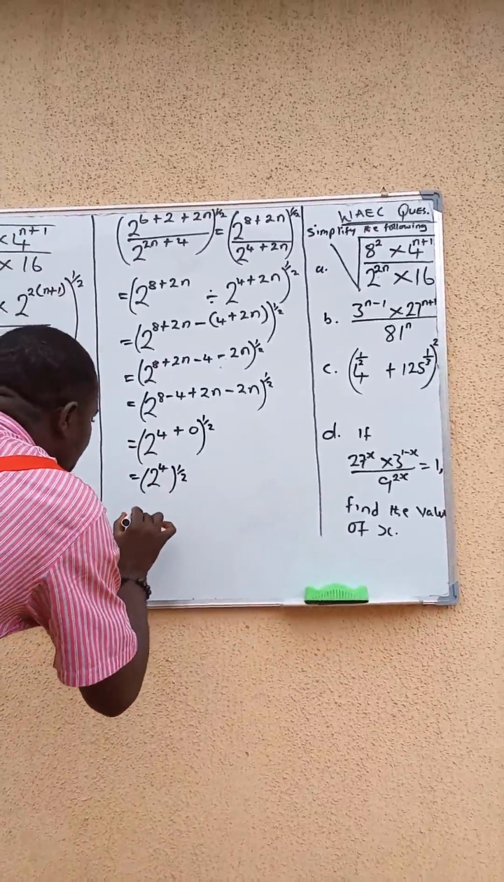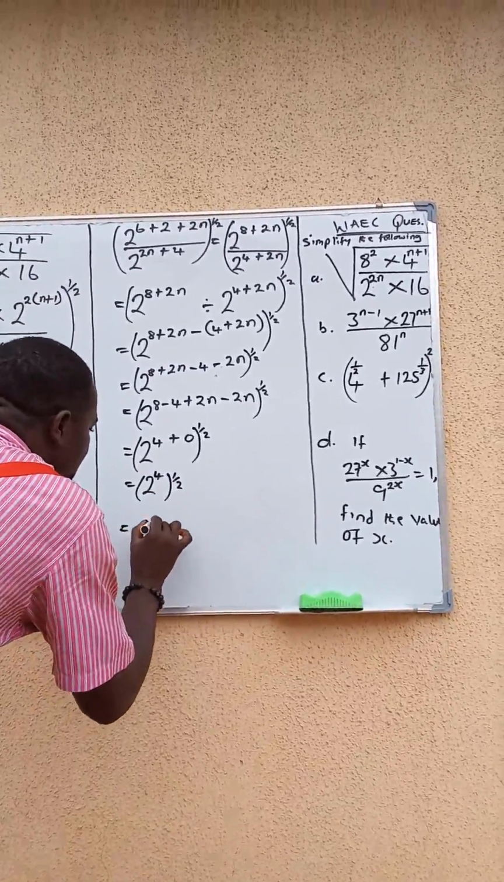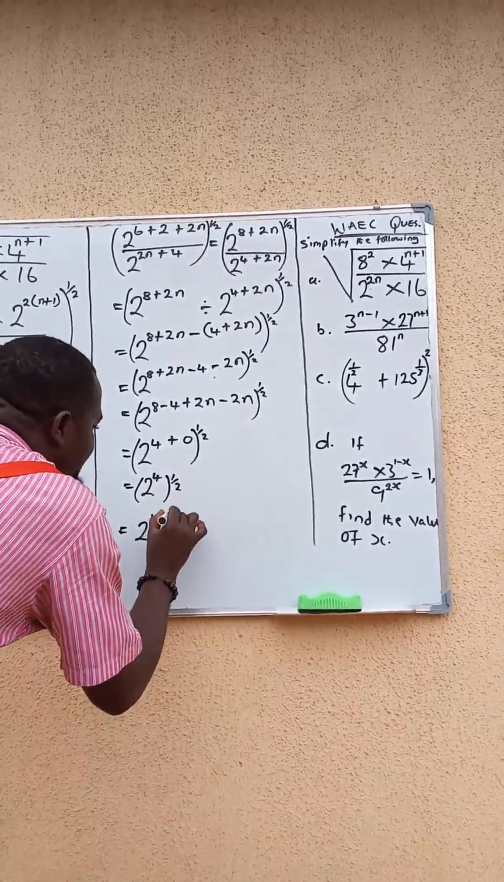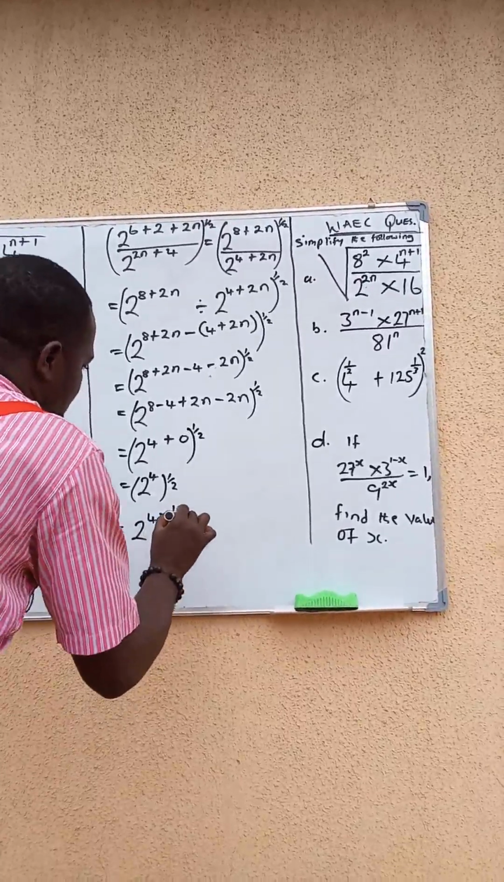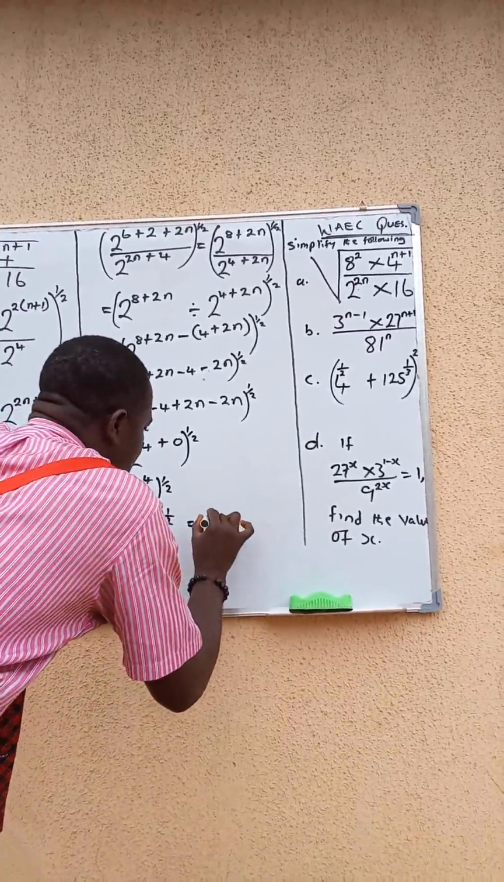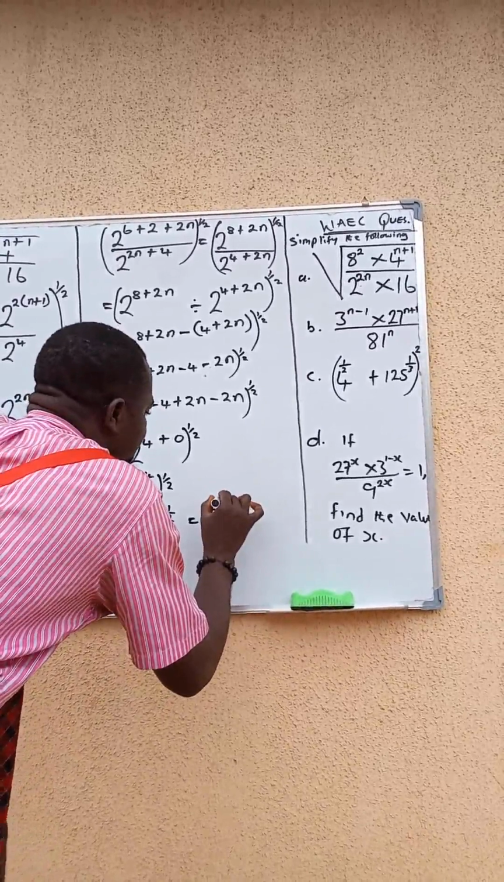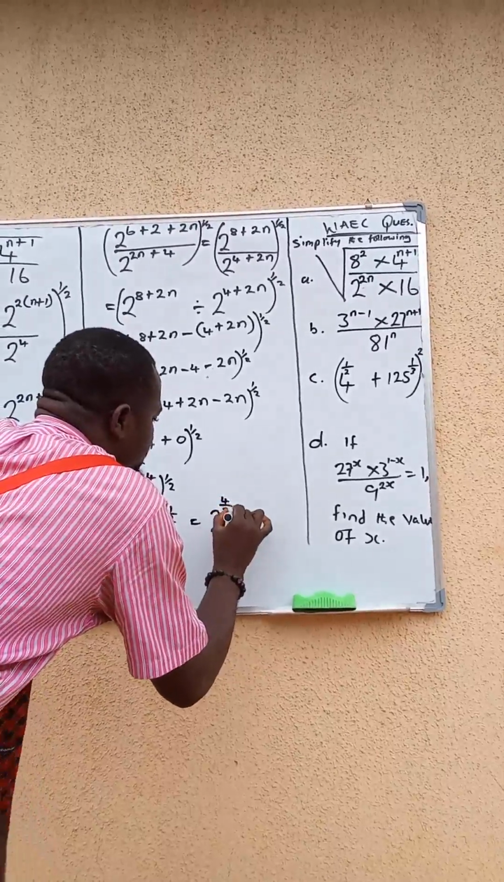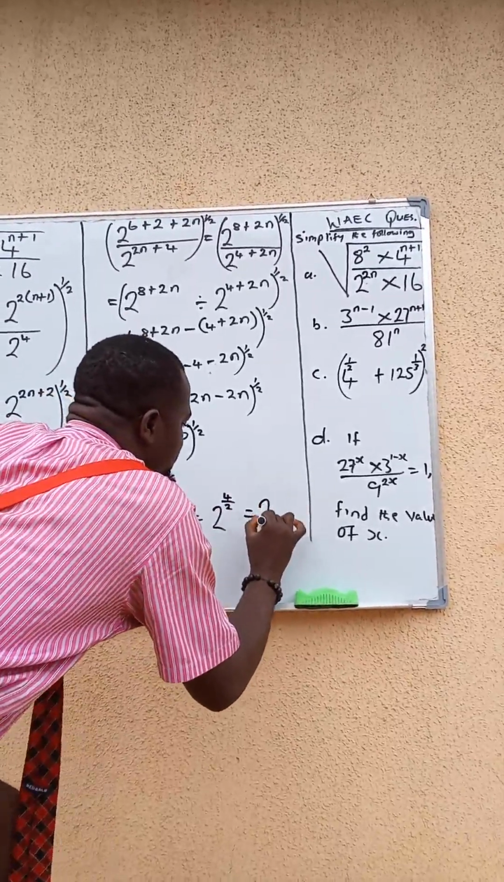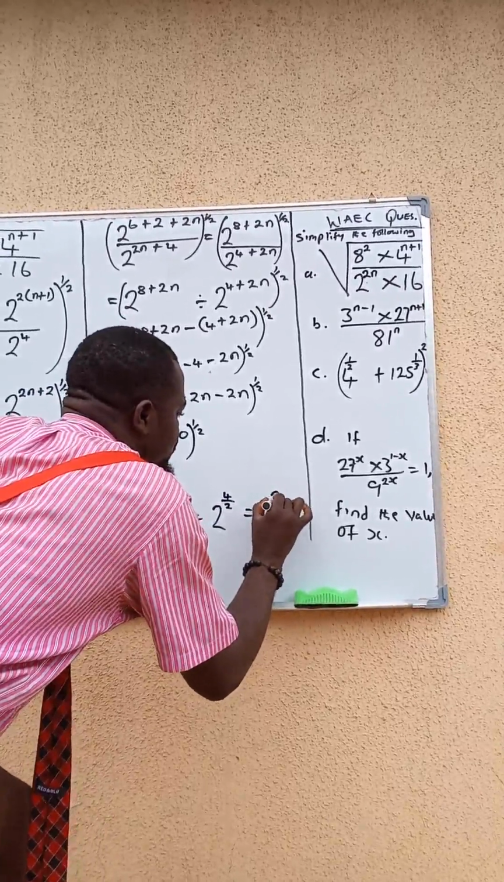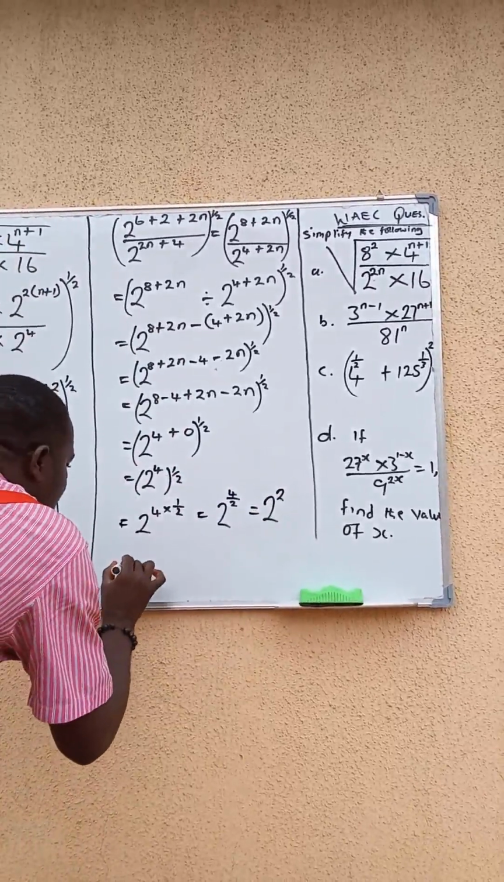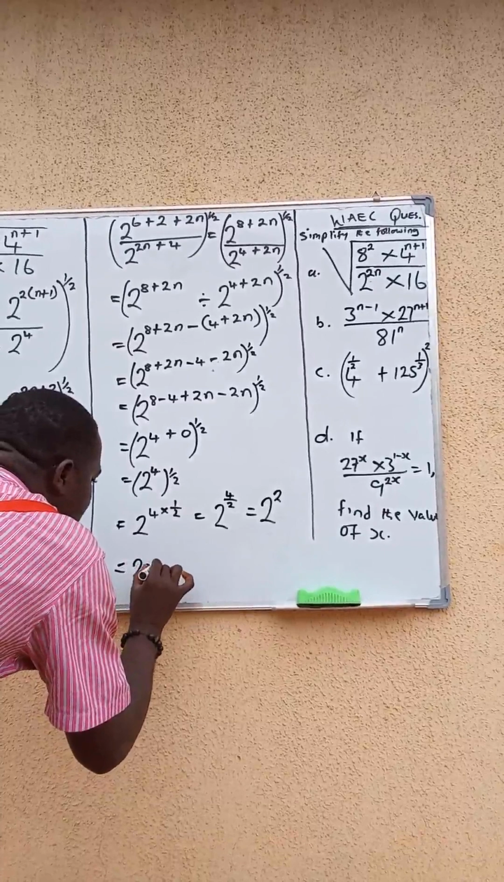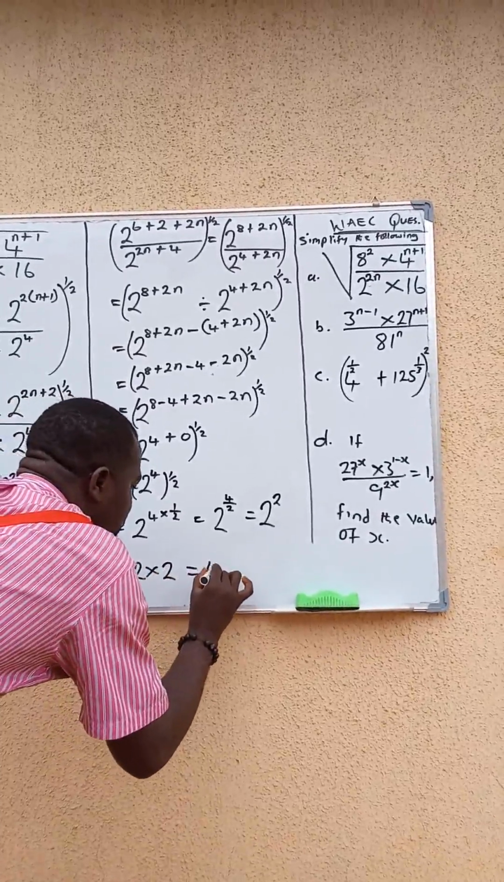Remember this power law as well, that is 2 raised to the power of 4 times 1 over 2, which is equal to what? 2 raised to the power of 4 over 2, which is 2 raised to the power of 2. And 2 raised to the power of 2 give me what? 2 times 2, which is equal to 4.